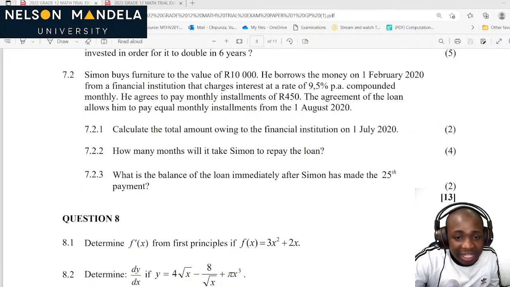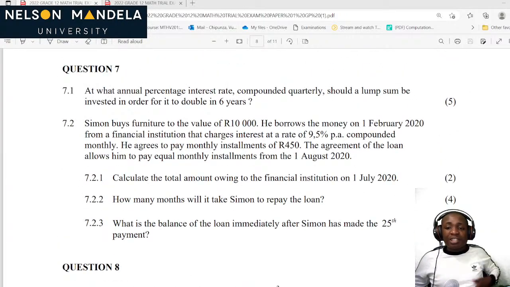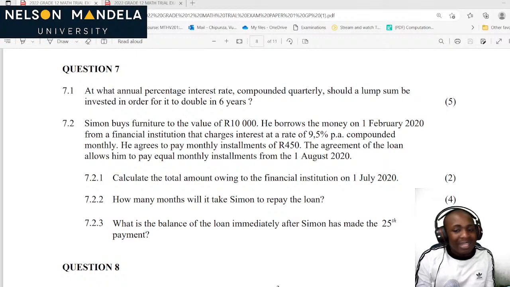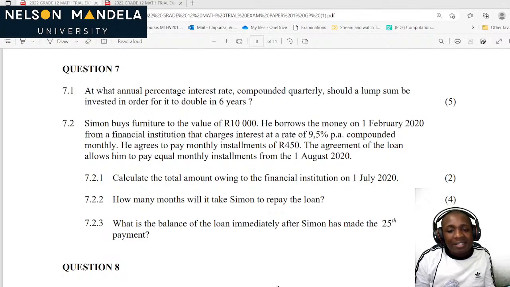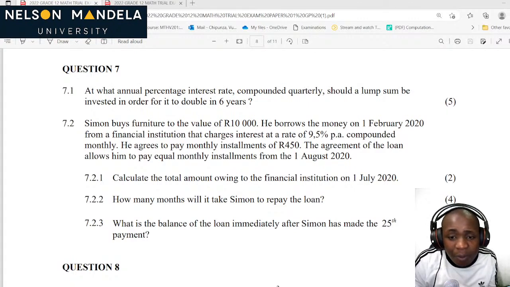Here we are. So always your financial maths is plus or minus 15 marks. It doesn't exceed that. So please make sure that you master this topic as it has few marks and these marks are just straightforward and direct.